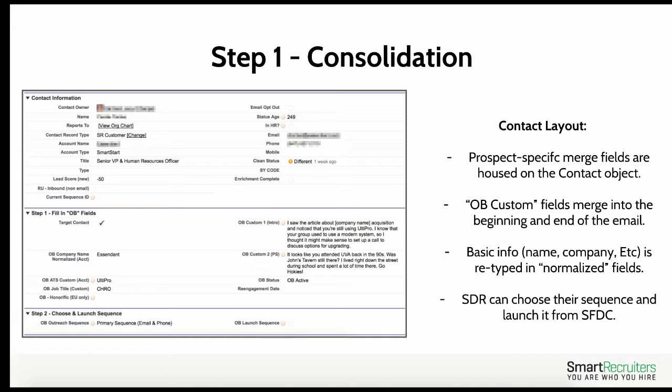You'll see OB Custom, OB Custom 1 and OB Custom 2. These are really important because often companies will merge the basics, first name, last name, company name, basic information that's already in Salesforce.